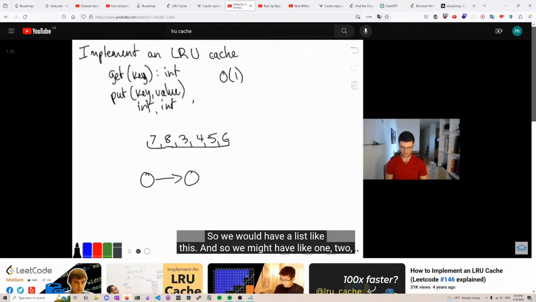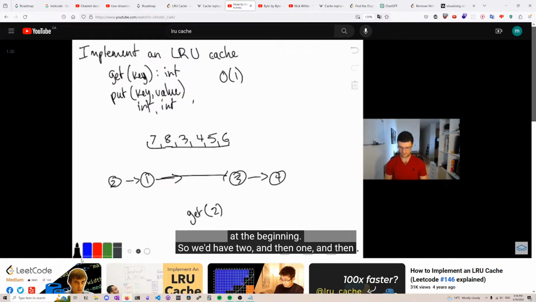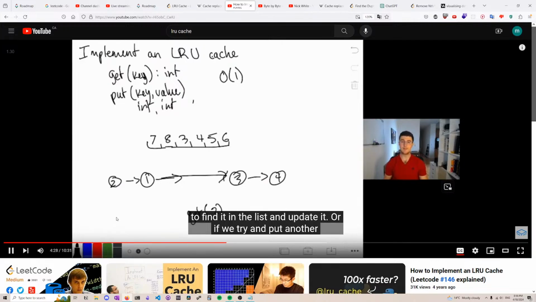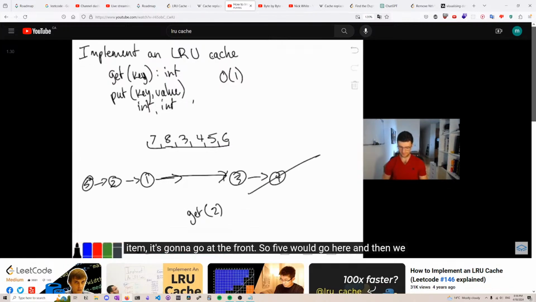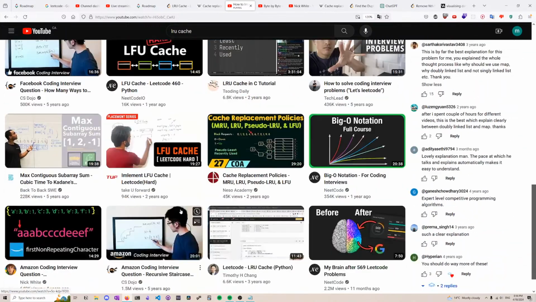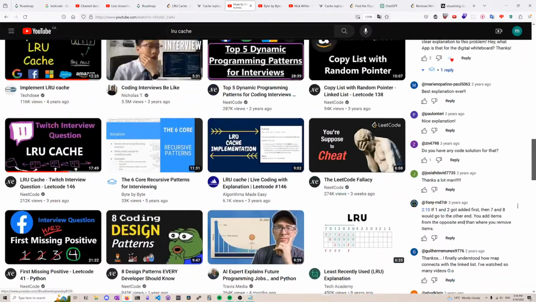So we would have a list like this, and we might have 1, 2, 3, 4, and then let's say that we had get 2. What would happen is we would remove this one and put it at the beginning. So we'd have 2, and then 1, and then 3, and then 4. And every time we get an item, all we have to do is find it in the list and update it. Or if we try and put another item, it's going to go at the front. So 5 would go here, and then we would just evict the last element of the list, right? So we would just remove the very last element. And so functionally, that's a really easy way for us to keep track of the order of when they've been accessed.